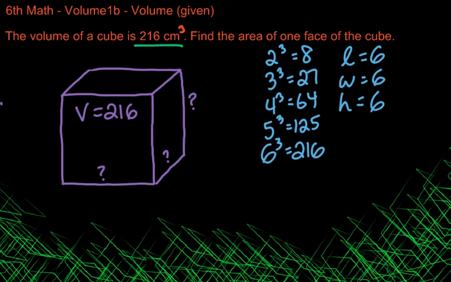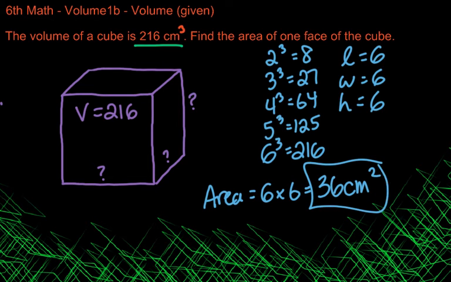So then the area of the face is equal to, well, just two of those. 6 times 6, which is 36 centimeters squared. Nice job if you got that. Let's do a few more.